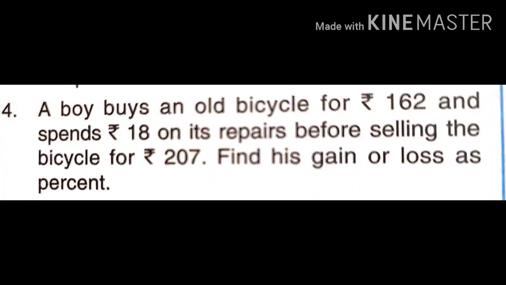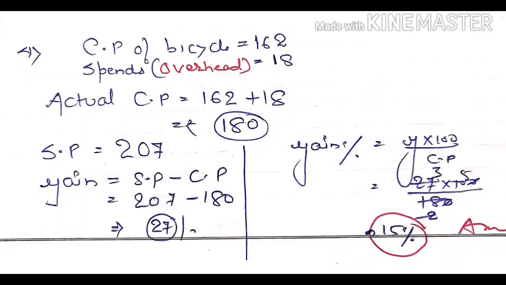Before attempting the question I have told you, read the question 2 times, then you will understand. 3 data are here: 162, 18 and 207. 162 is the old bicycle, it is not working, so he spends 18 rupees on its repair, then he is selling the bicycle. Okay, let us see the solution.